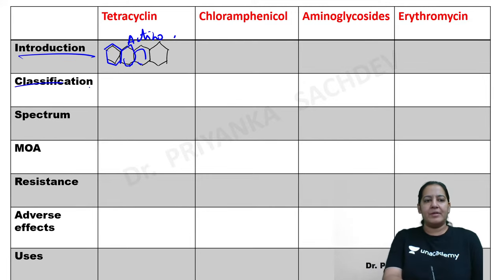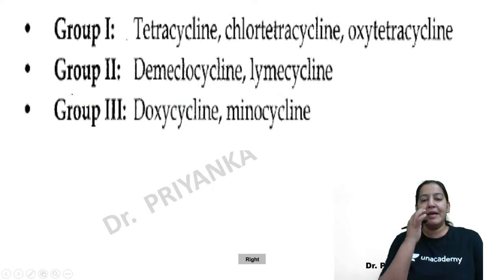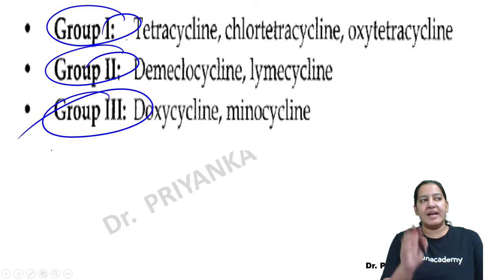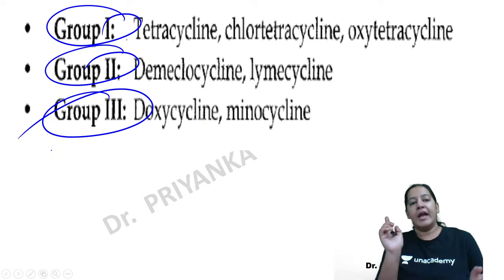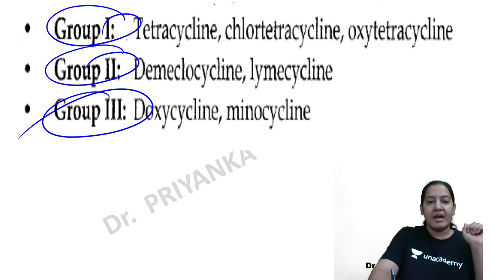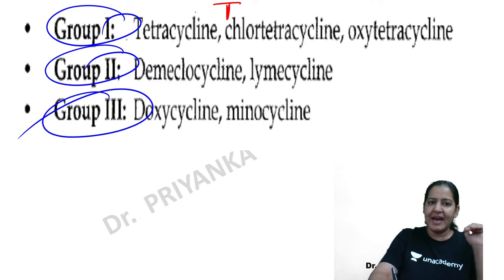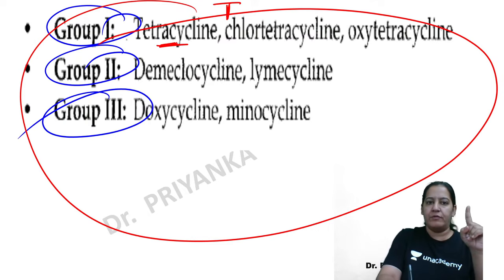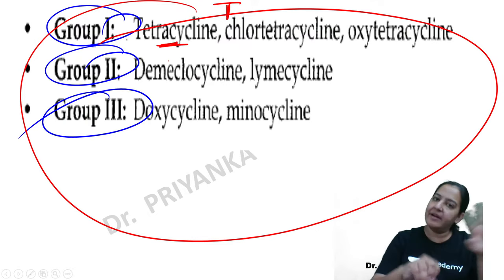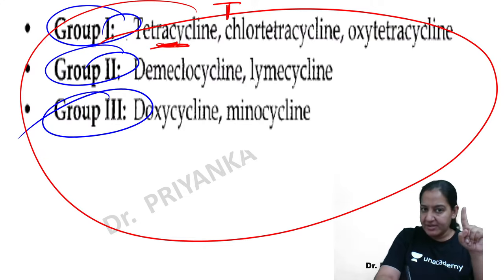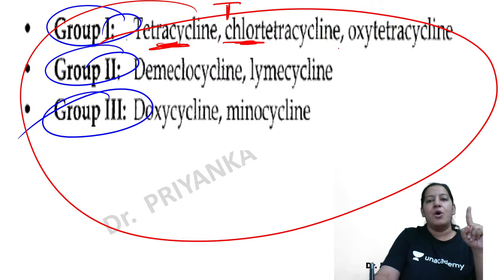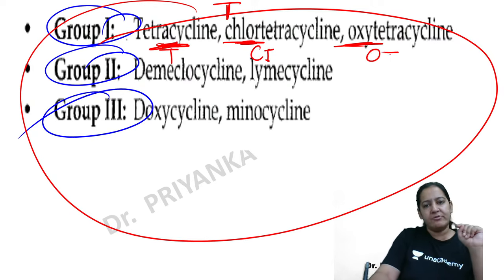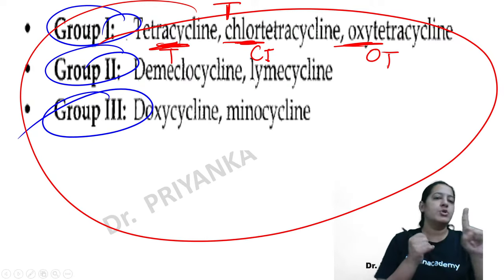After introduction, let me come to the classification. Let me classify tetracycline into three categories, group 1, group 2, group 3. In group 1, okay, listen, tetracycline is a category inside which seven drugs are there. Total seven drugs are there. Tetracycline is one of them. So in the tetracycline category, there is the tetracycline drug, right? Group 1 includes tetracycline, chlorotetracycline, oxytetracycline. They are the derivatives of tetracycline. So group 1 is over.